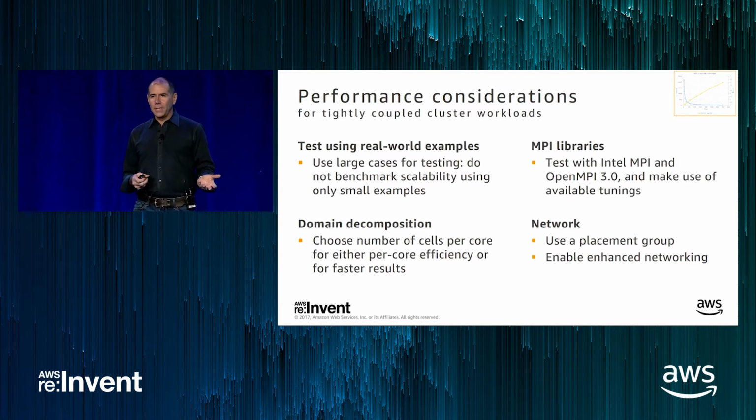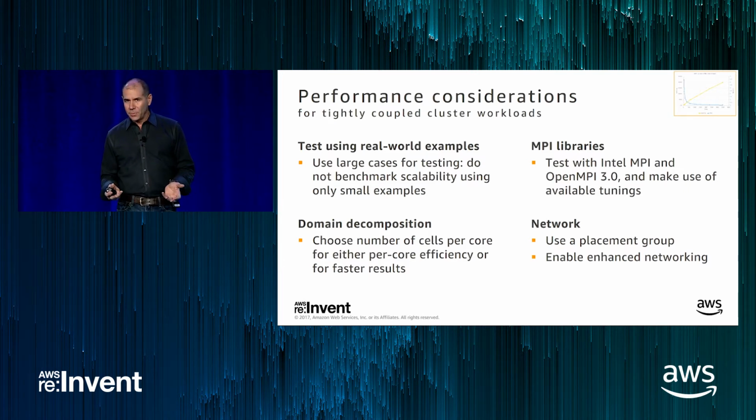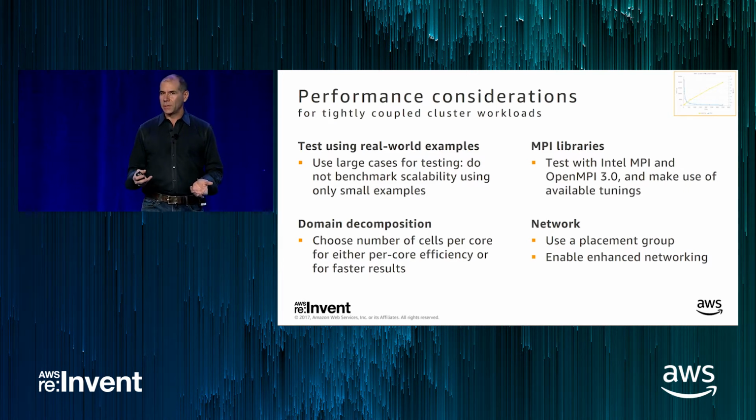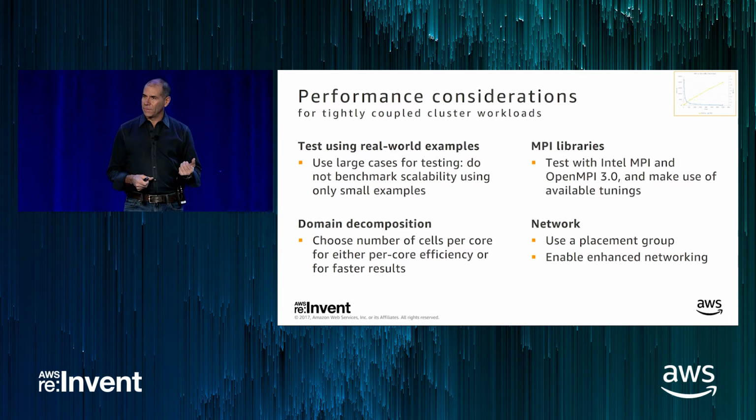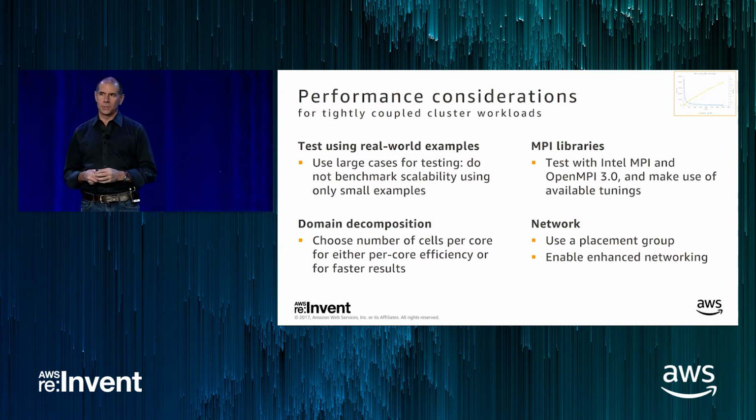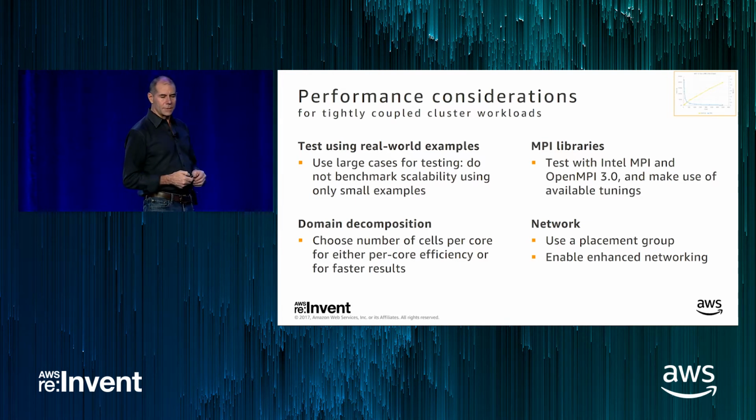On simple network performance, be sure you're using a placement group if this is a tightly coupled workload, to get that locality, and use enhanced networking. This is particularly important if you're not using Amazon Linux, because enhanced networking might not be enabled, and the drivers might not be there for you if you're using some other OS distribution. Just make sure that you have the right libraries and the right drivers in there.